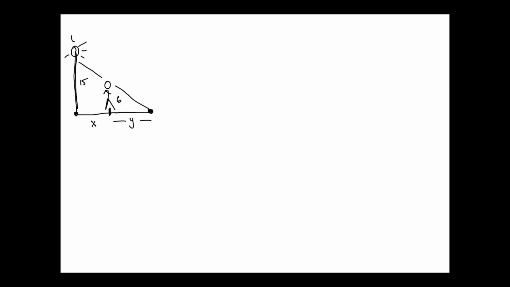All right, so we want to find dy/dt basically. And what do we know here? How fast is the dude walking?